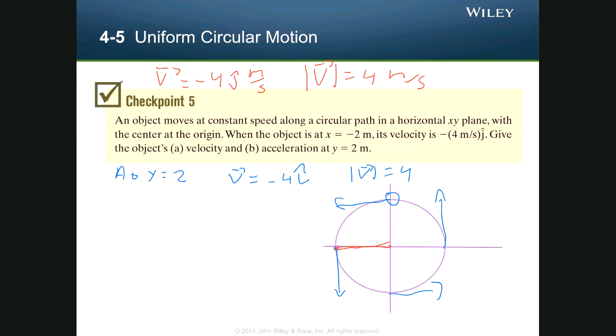Now if we look at the acceleration, that's going to be equal to v squared over r. All right? So v is the speed.